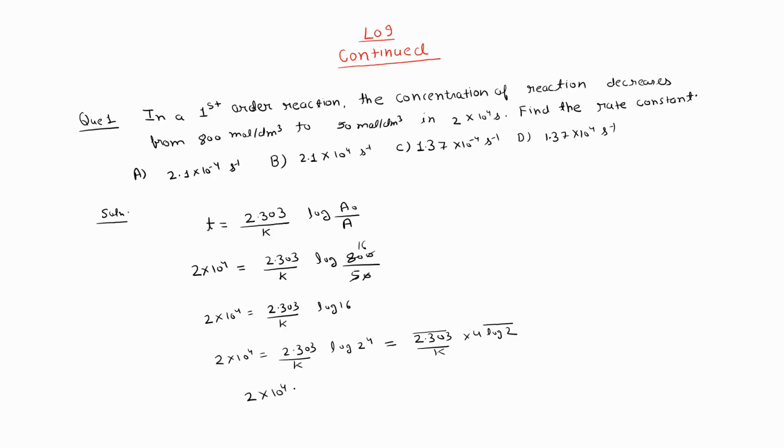So 2 into 10 to the power 4 equals 0.693 into 4 divided by k, the 2 and 2 cancel out. So k is equal to 0.693 into 2 into 10 to the power minus 4 second inverse, which is 1.386 into 10 to the power minus 4 second inverse. This is the rate constant and this value is near to 1.37. So option C is correct. So which option is correct? C.